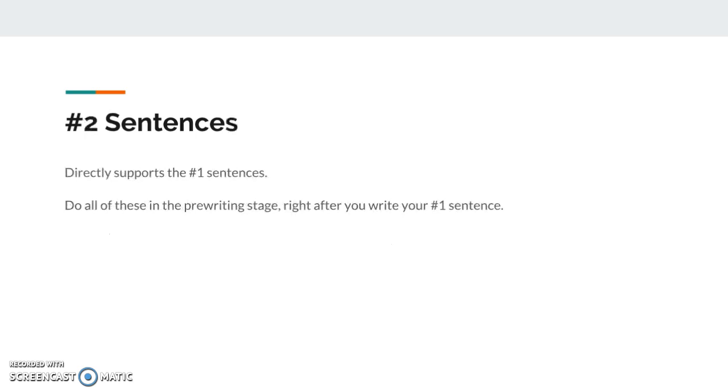There are 3 number 2 sentences in a really solid, well-developed paragraph. So these number 2 sentences directly support the number 1 sentence. That should actually be singular because you only have one number 1 sentence. So it directly supports the number 1 sentence. And I want you to do all of them in the pre-writing stage. Right after you write your number 1 sentence, I want you to write your number 2 sentences.